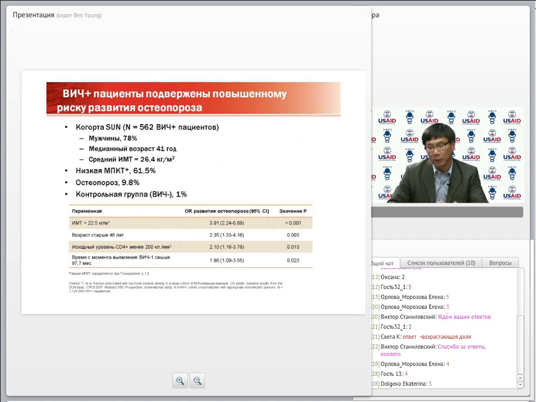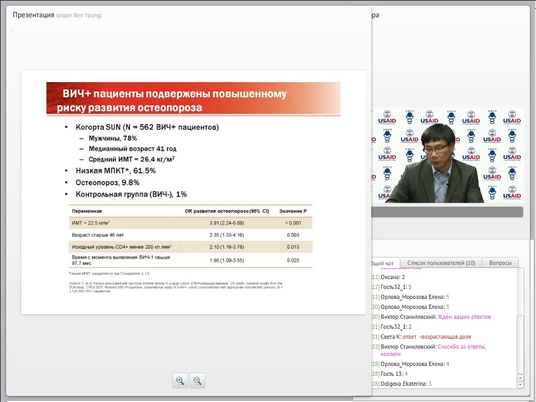This next slide summarizes our analysis of the SUN study cohort in the United States. This is a study of approximately 600 individuals in 4 centers in the U.S. We were able to compare, in an age and gender matched fashion, a HIV negative population, and also found this increased prevalence of bone mineral disease. Overall, we found that low bone density was present in approximately 2/3 of individuals, and the prevalence of osteoporosis was 10-fold increased compared to HIV negatives who were matched for age and gender.